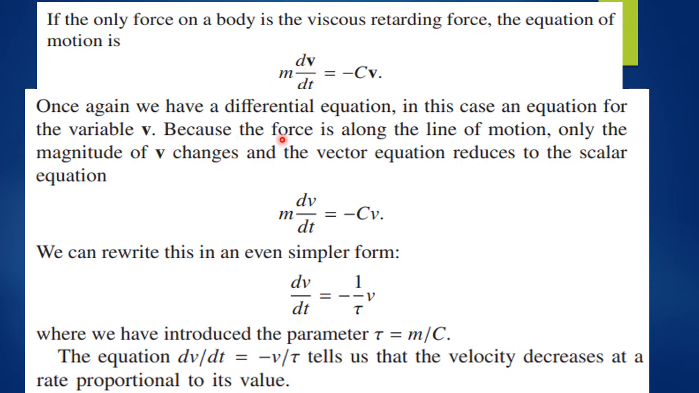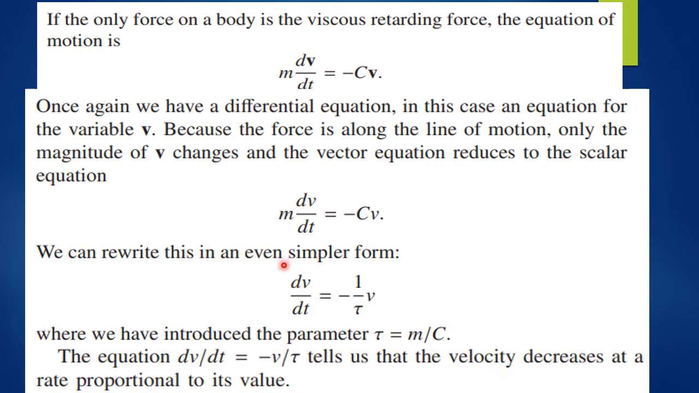Because the force is along the line of motion, only the magnitude of V changes. Since V is a vector, it has both magnitude and direction, but the force is along the line of motion, so there is no direction change, only the magnitude of V changes, and the vector equation can be reduced to a scalar equation. So we can write it as m dv by dt equals minus cv. This is a simpler form.